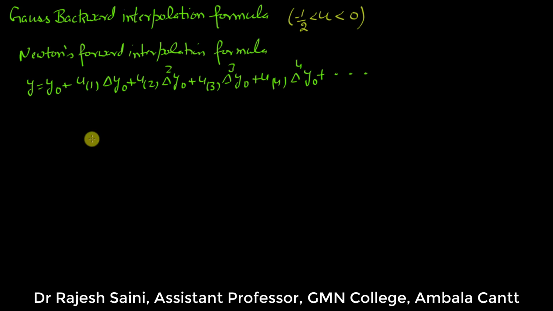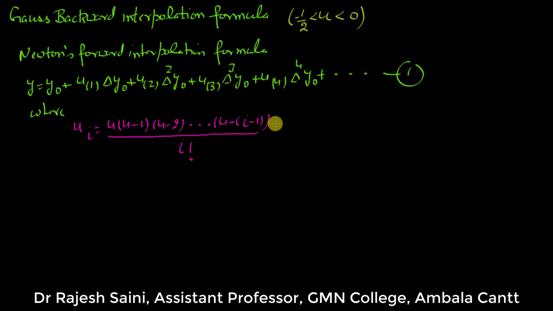We have written it something like that in Gauss forward interpolation formula, and I am going to put it as 1, where u subscript i is equal to u minus 1, u minus 2, up to u minus i plus 1, divided by i factorial. Fine, so this is u subscript i, and this is given in this formula.